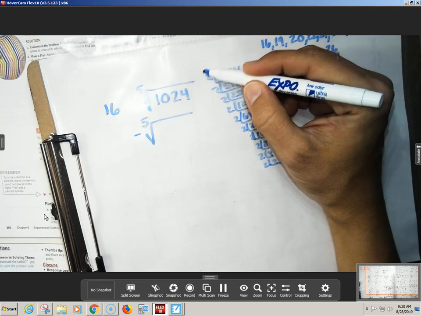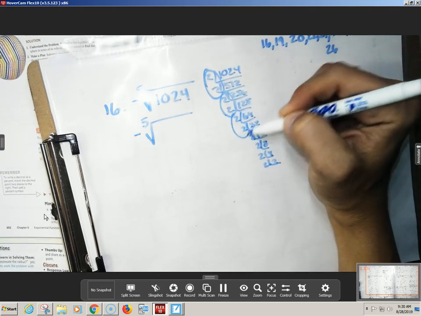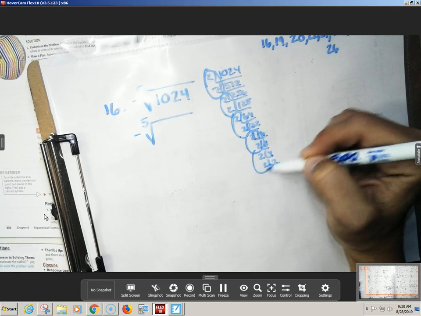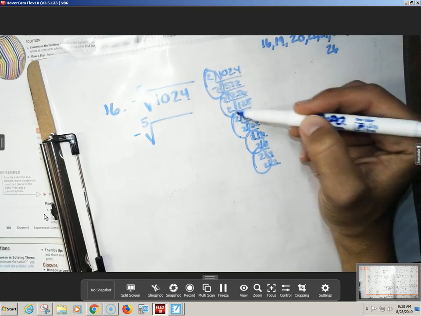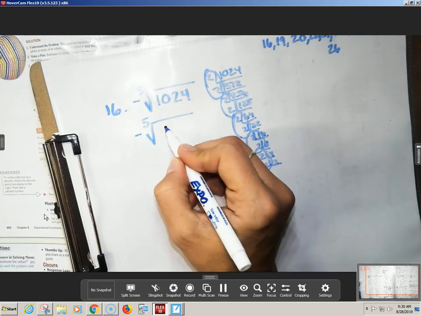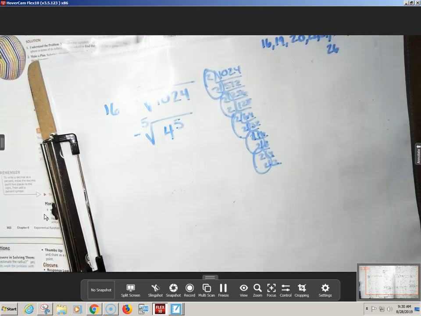So maybe instead of going by 2's, I'm going to go by 4's instead, which is every 2 2's. Guess how many 4's there were? 1, 2, 3, 4. Do you need me to turn off the front light? Yeah.